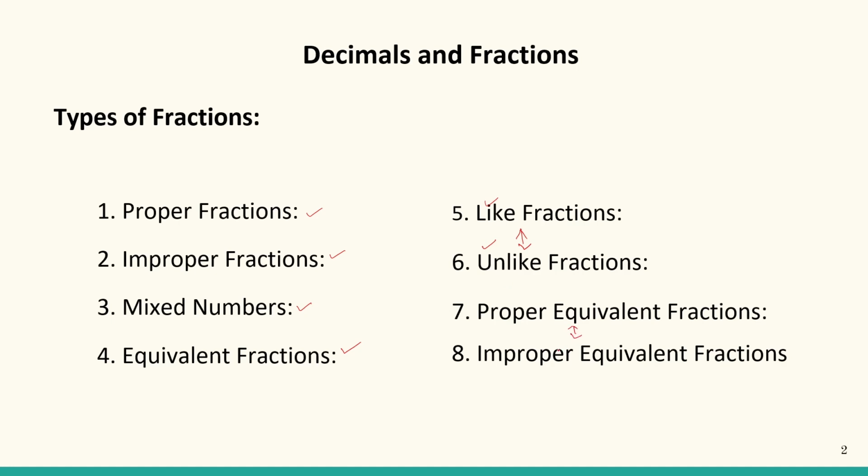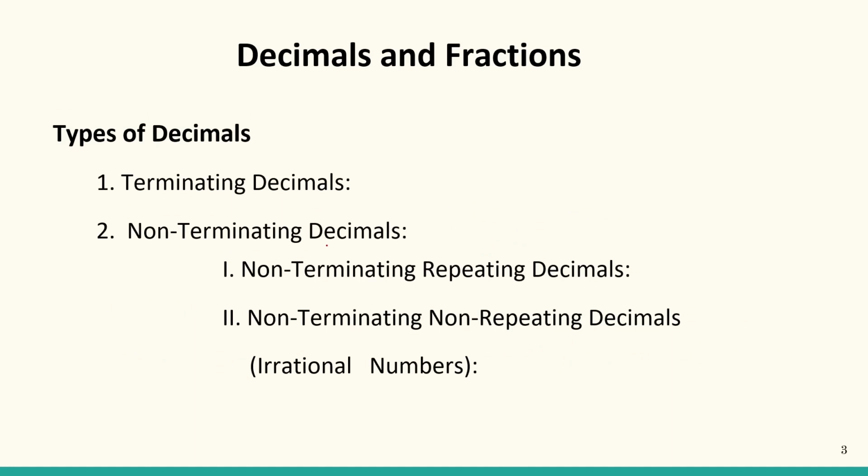We also learned what proper equivalent fractions and improper equivalent fractions are, and the difference between these two. We also learned the types of decimals. There are basically two types: terminating decimals and non-terminating decimals. Terminating decimals have a finite number of digits after the decimal point, for example 2.3478 1234, only 4 digits are there, nothing much.